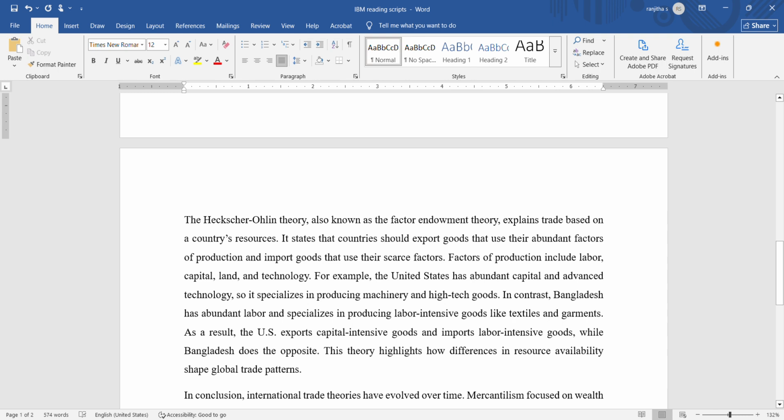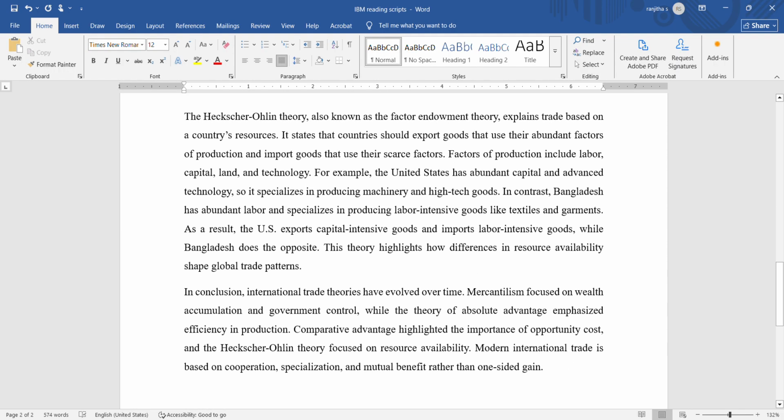Next, I would like to highlight the Heckscher-Ohlin theory, which is also known as the factor endowment theory, which explains trade based on a country's resources. It states that countries should export goods that use their abundant factors of production and import goods that use their scarce factors. Factors of production include labor, capital, land, and technology.